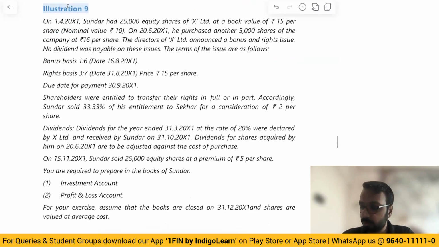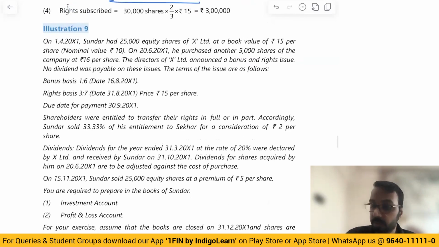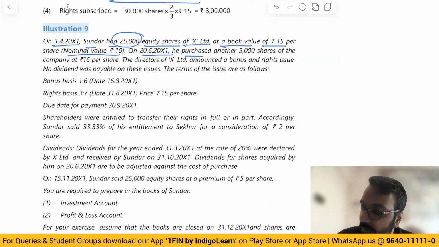Okay. Let's look at this one. On 1st of April, Sundar has 25,000 equity shares of X Limited at a book value of 15 per share, nominal value 10. On 20th June, he purchased another 5,000 shares of the company at 16 per share. Similar question. The directors announced a bonus and rights issue. No dividend was payable on these issues.